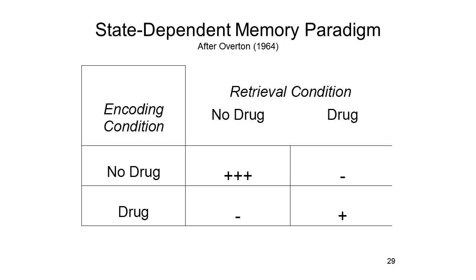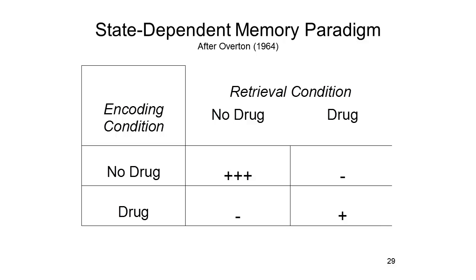So drug state during encoding was crossed with drug state during retrieval. On the test, the animals who were never drugged at all, of course, performed best. They turned left just as they had learned to do. But those animals who learned under the drug but were tested in the non-drug state performed randomly. They turned right or left, mostly by chance.